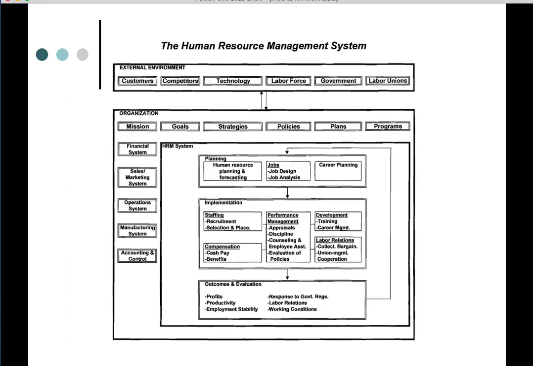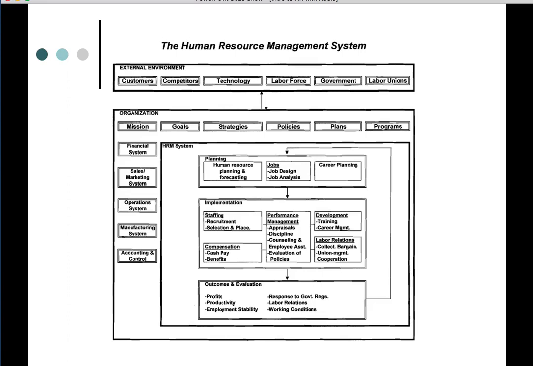Now we move on to the outcomes and evaluation. This is metrics, right? These are, how do we know we're successful? How do we know that the company is achieving what it set out to achieve? How do we know HR is doing the job that it's supposed to do? So we look at things like profitability and productivity and how stable our workforce is. Are people leaving? Are they turning over? Or are we retaining good quality people?